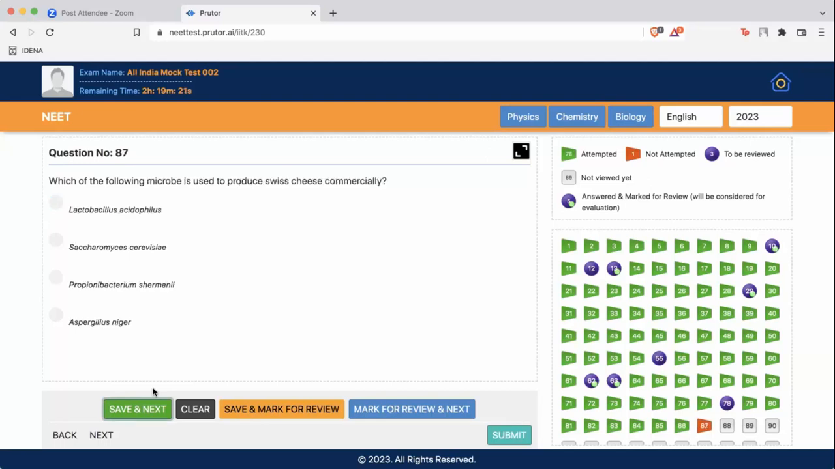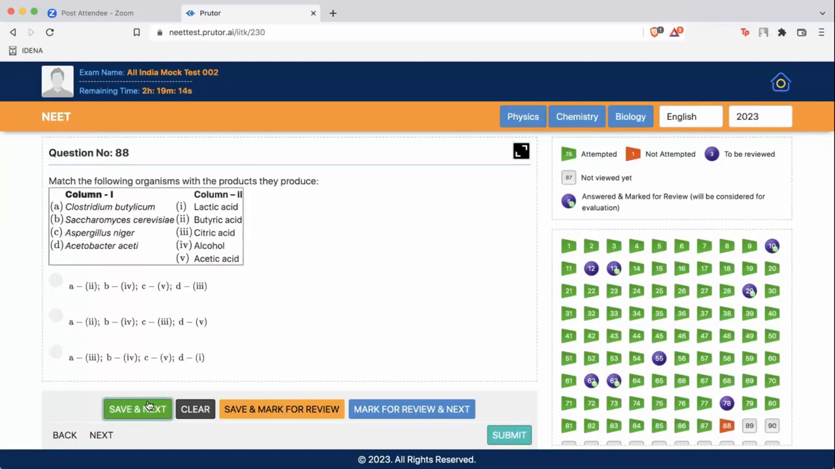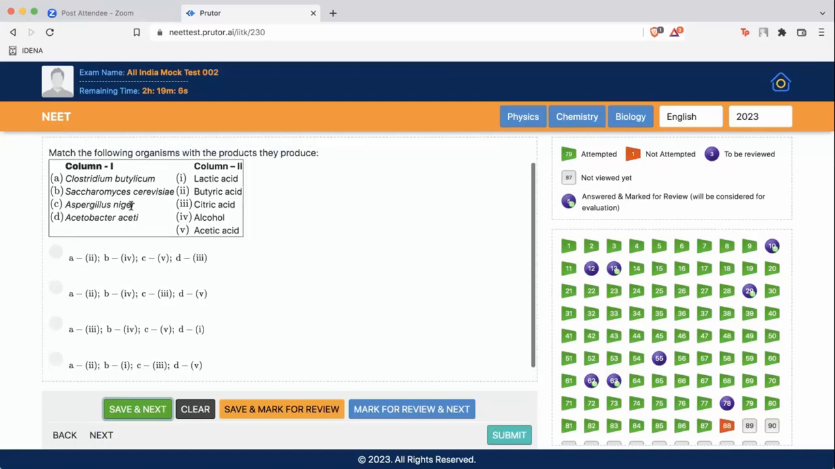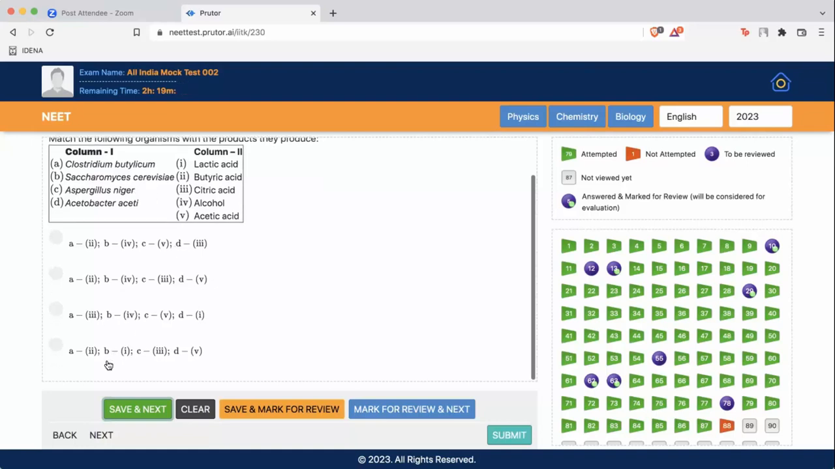Which of the following microbes is used to produce Swiss cheese commercially? That is Propionibacterium shermanii. Okay, so here we know Acetobacter gives us acetic acid, so D5. Aspergillus niger gives us citric acid. So C3 D5 is only the fourth option. A2, Clostridium butylicum gives us butyric acid. Saccharomyces cerevisiae gives us lactate.